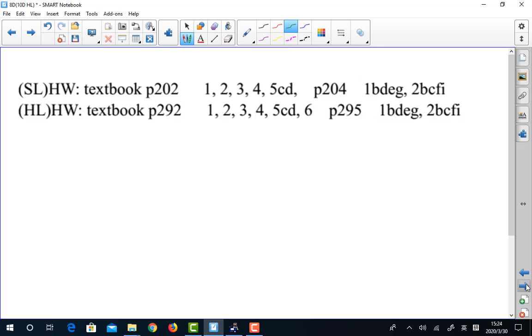Here are the homework questions for you to practice to further your knowing and understanding. This is the end of the lesson.